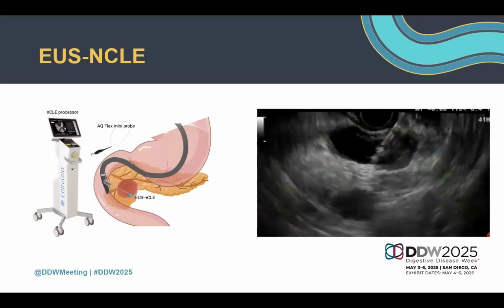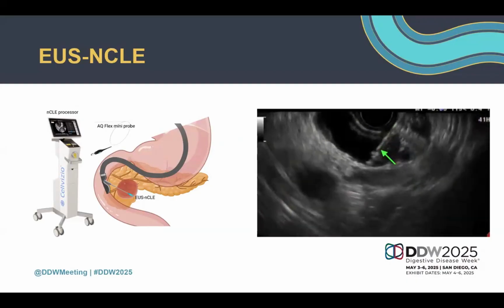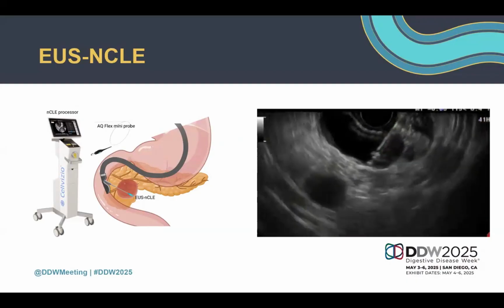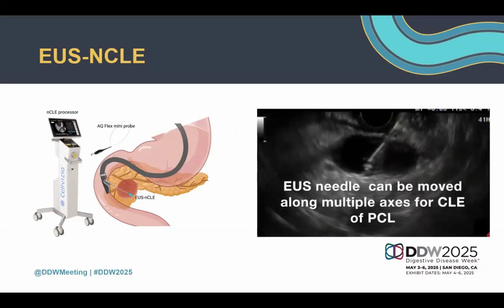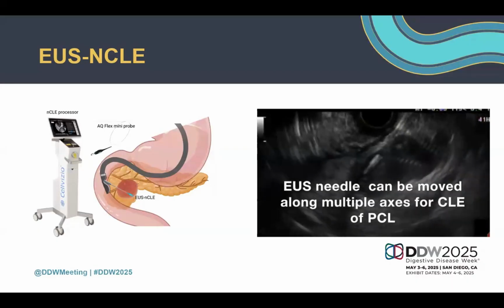This diagram shows the nCLE processor that is connected to the endomicroscope mini probe, which is then loaded onto a 19-gauge needle. Once the needle is positioned within the cyst, the mini probe is extended beyond the needle tip to gently touch the epithelium of the cyst, allowing for the real-time in vivo endomicroscopy.